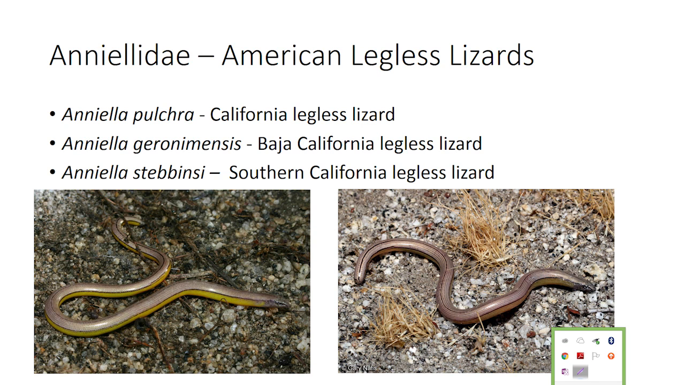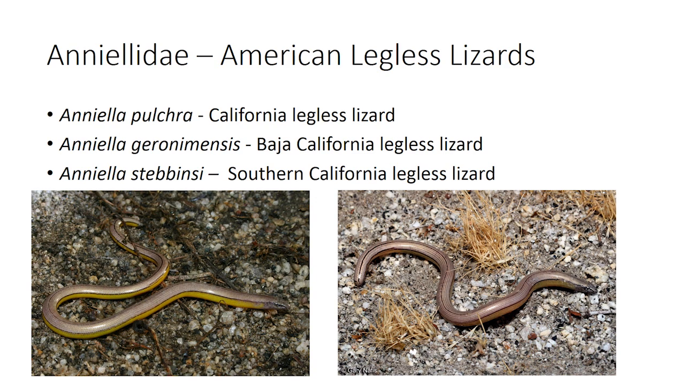Finally, we have this one, Anniella stebbinsi, the Southern California legless lizard, which you can see the similarities between these two. You have one color on the top, and then on the bottom you have yellow, just like up here. Top green, bottom yellow. This one's a little more tan on the top. The other differences are pretty hard to spot.